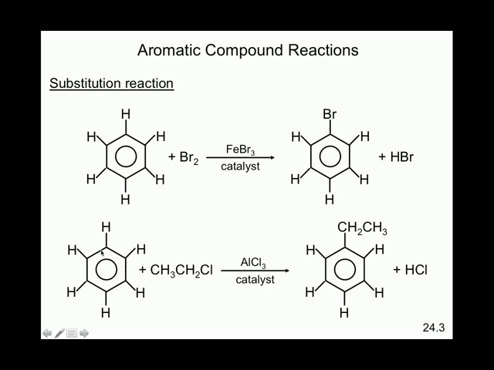Now here's another example. Here's our benzene, and this is ethyl chloride, or we could call it chloroethane. Here's another, we have an aluminum chloride catalyst, and now we have the ethyl group attached to the benzene ring. This is called ethylbenzene.